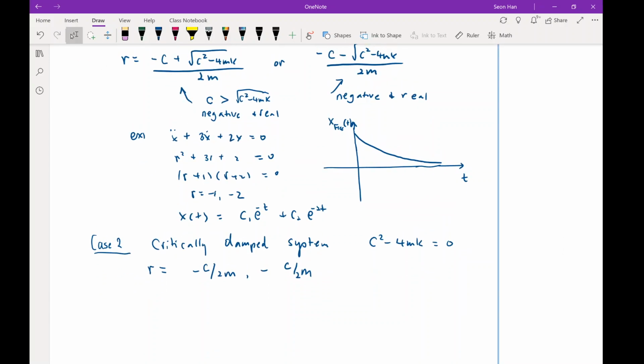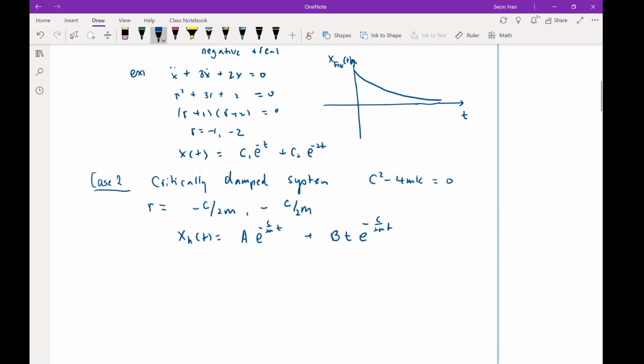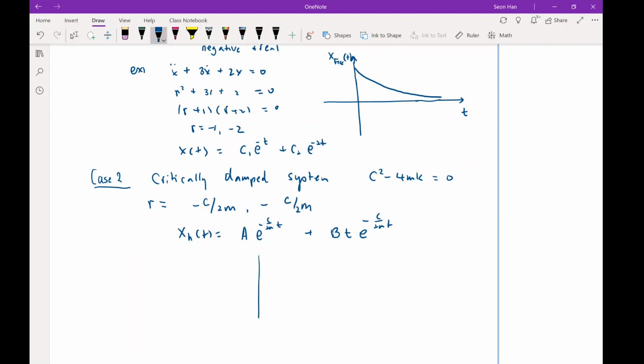So what does the response look like? The homogeneous solution will be some constant times e to the minus c over 2m t plus some other constant times t times e to the minus c over 2m t. Okay? So if you use L'Hopital's rule, you can find out the polynomial t times exponential decaying function will decay with time.